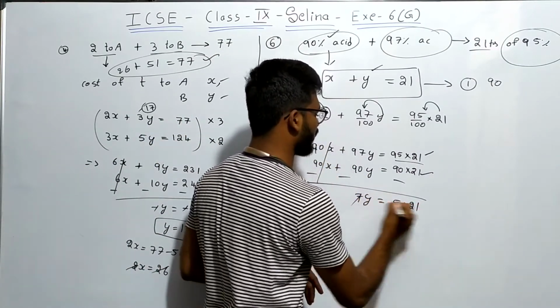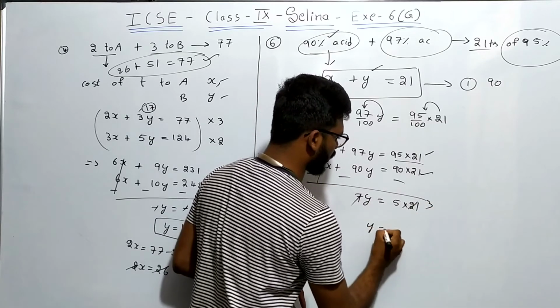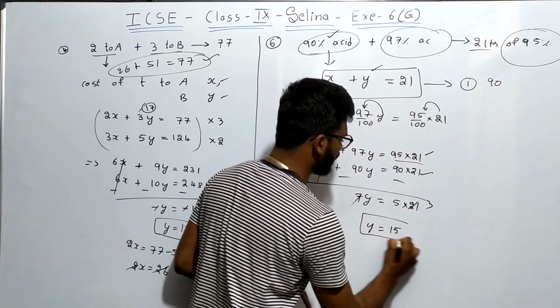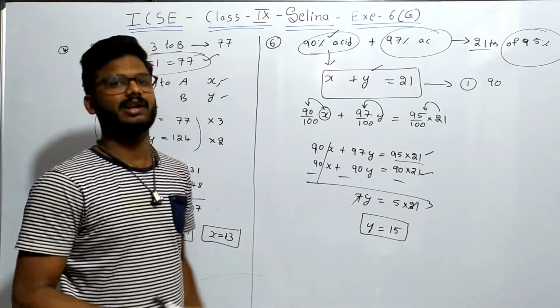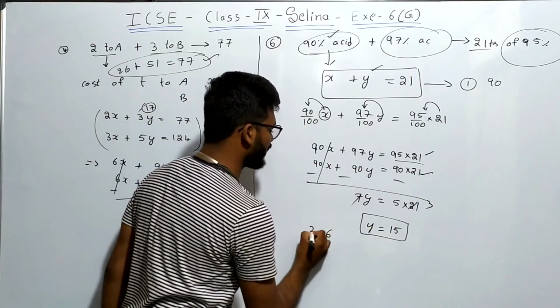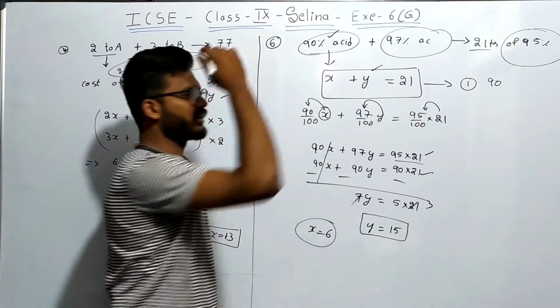So 5 into 21, 7 1, 7 3. So y is equal to 15. Nothing but 97% solution is how many liters? 15 liters, and the remaining 6 liters is the first acid.